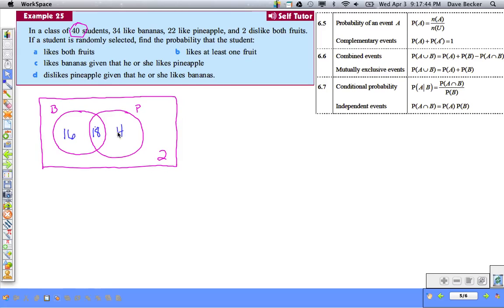Well, that's all of these guys here. So that is going to be 38 out of 40, which simplifies to 19 out of 20. Easy peasy.